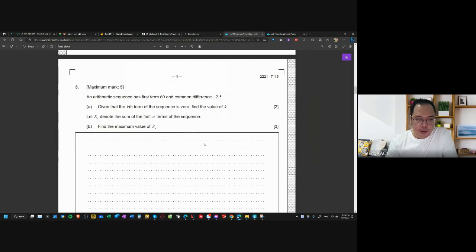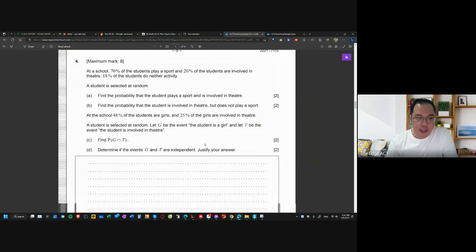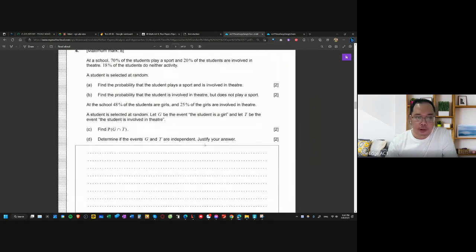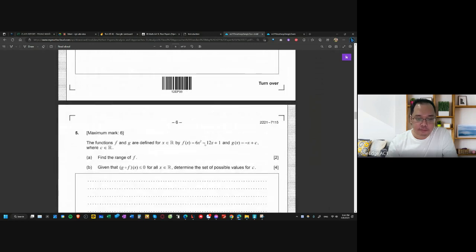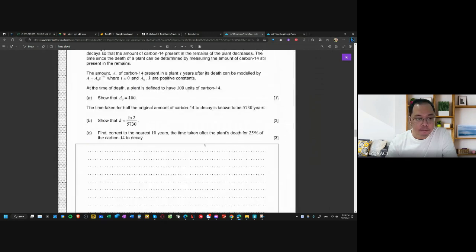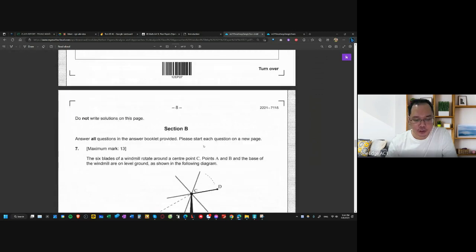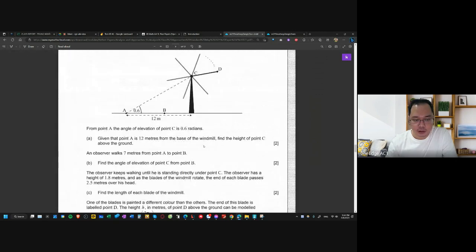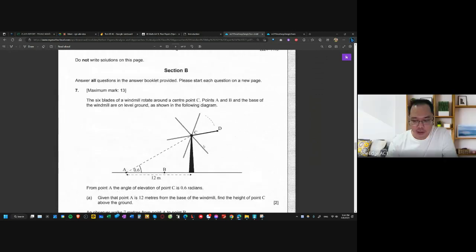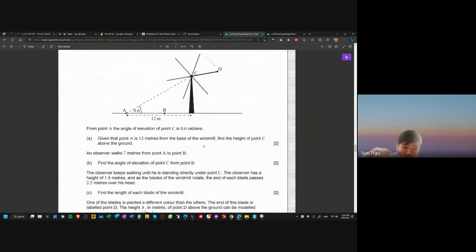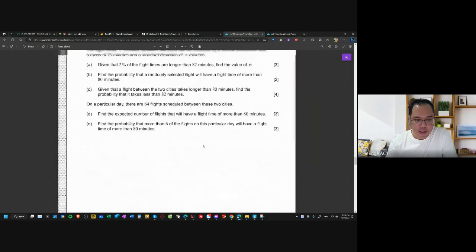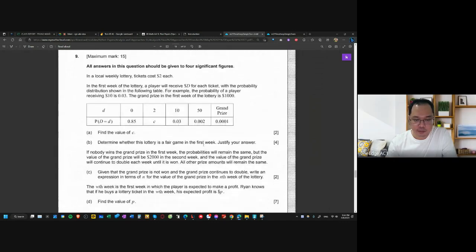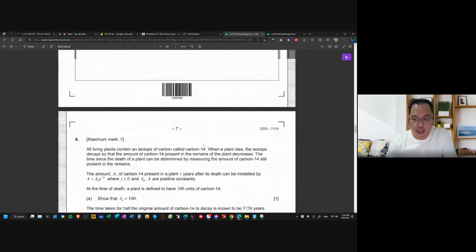Y-intercept. Arithmetic sequence. Probability. Function again. Oh dear. Haven't done this one before. We did this before, I think. Okay, skip it.